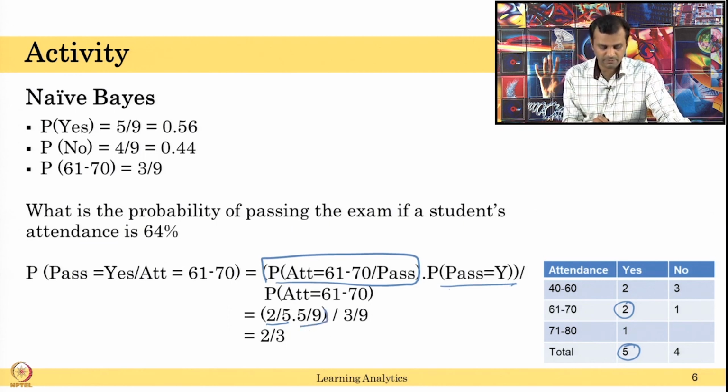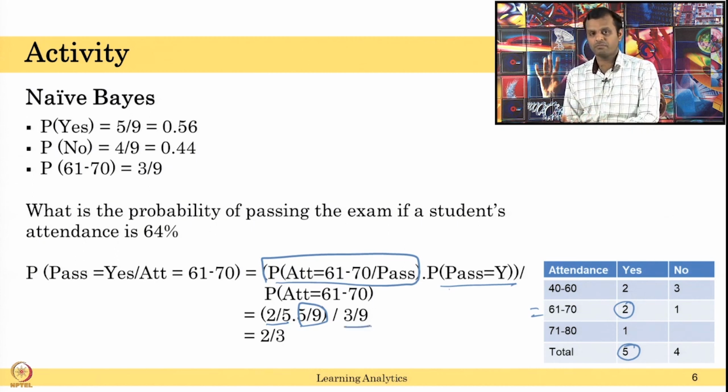That is the value, and the probability of attendance 61 to 70 is this, right, 3 times the student is in this range. So the total number is this. This table is computed from the training data. A new student is coming in and asking, what is the probability the student will pass the exam if attendance is 61 to 70, what is the probability he will pass the midterm. So if you apply this, 5 will cancel and 2 by 3 will be the answer.